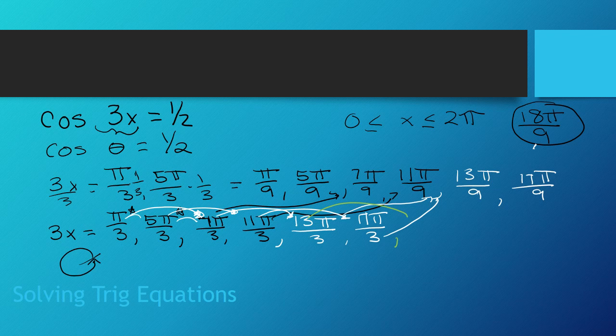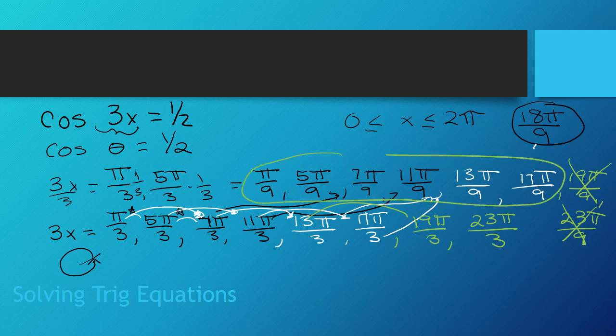So we're still less than this, so let's go ahead and find two more. So add 6, we get 19 pi over 3, and we get 23 pi over 3. When we convert these, we get 19 pi over 9 and 23 pi over 9. These are both greater, so this is my solution set.